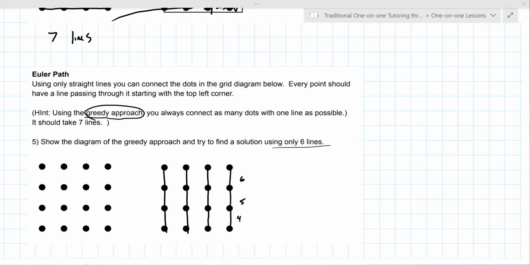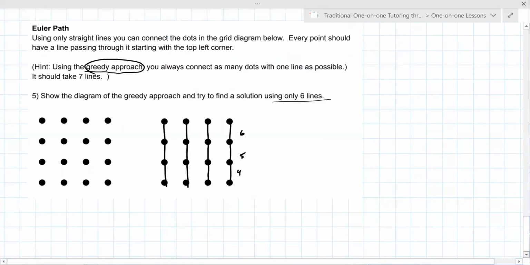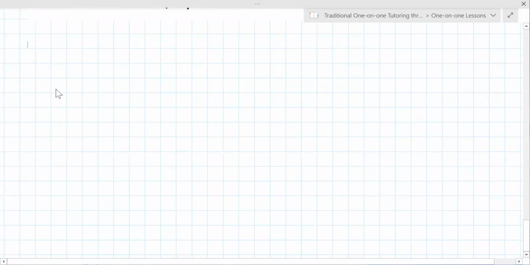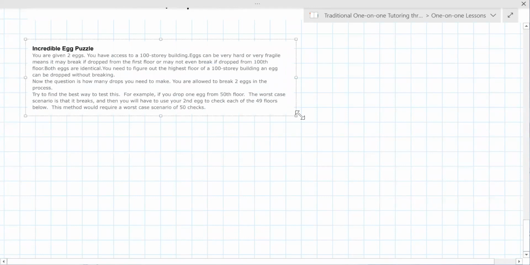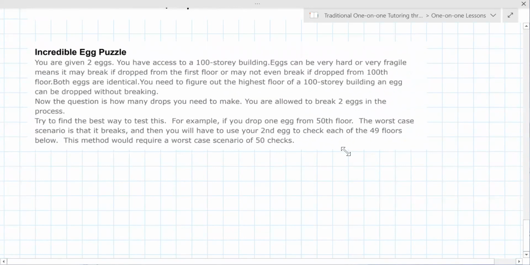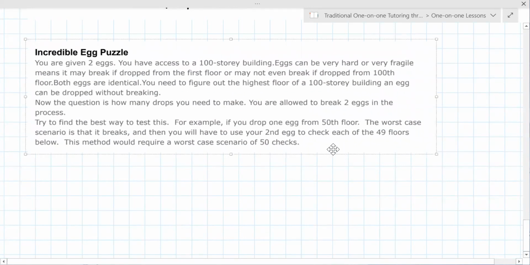All right, let's do it. So the incredible egg puzzle. You are given 2 eggs. You have access to a 100-story building. Eggs can be very hard or very fragile, meaning it may break if dropped on the first floor or may not break if dropped from the 100th floor. Both eggs are identical. You need to figure out the highest floor of a 100-story building an egg can be dropped from without breaking.